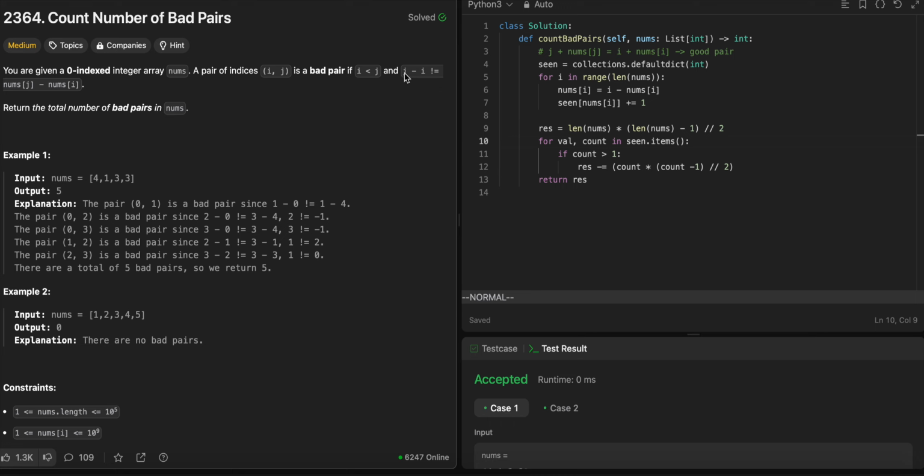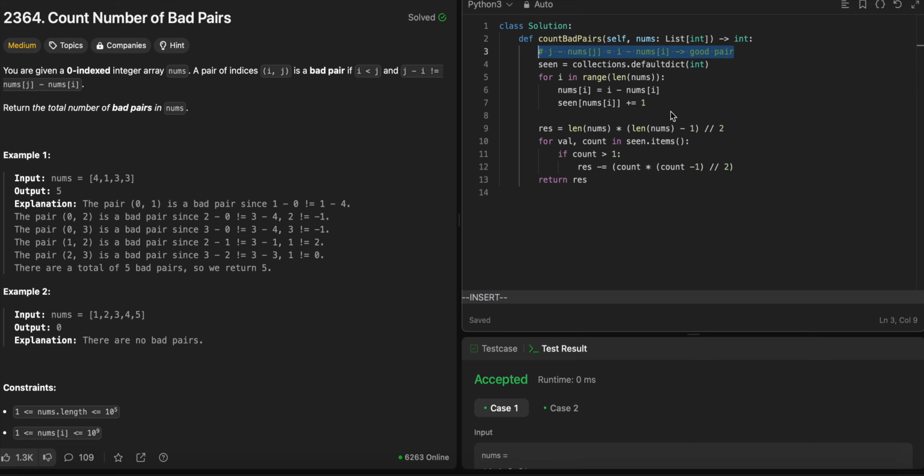So it says here j minus i is not equal to nums of j minus nums of i. What this means is, if you shuffle them around, bringing the i to the other side and the j out to the other side, j minus nums of j has to not be equal to i minus nums of i. If they're equal, that's a good pair. It's a bad pair if they're not equal.